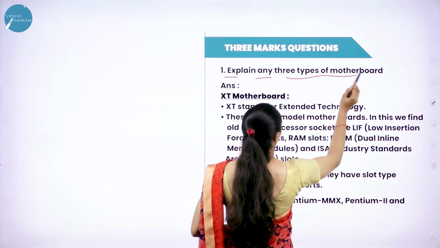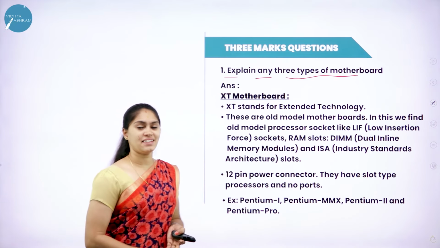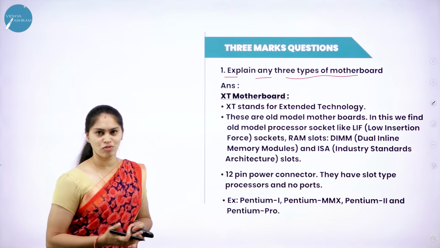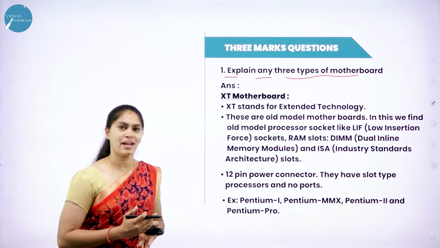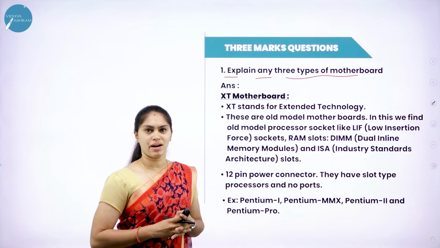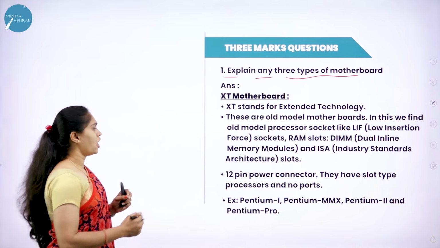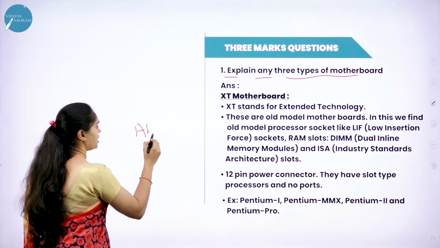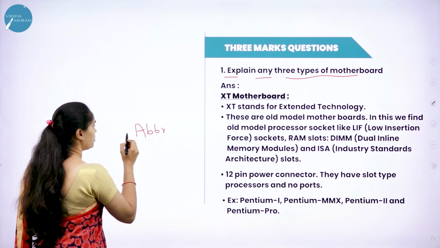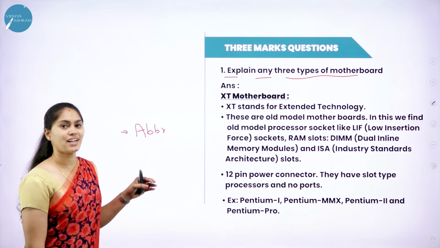Explain any 3 types of motherboard. So what is the question? Explain any 3 types. We already know that we have 4 types: XT, AT, baby AT and ATX. Out of that you can explain any 3 for 3 marks. When you are answering this question, you have to understand the abbreviation of each type. I will give you the 3 points, and if you write those 3 points, surely you can get 3 marks here.